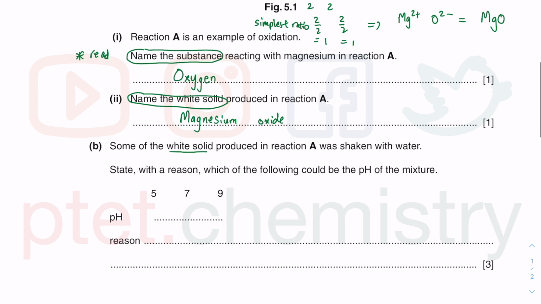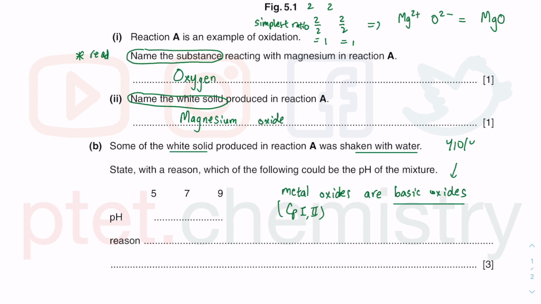Now some of the white solid, this is magnesium oxide, and you shake it with water. So metal oxides in general, especially metal oxides from group 1 and group 2, are what you call basic oxides, and you will learn more about this in year 10 or year 11 acids and bases topic, depending on how our progress is this year. You might or might not cover this.